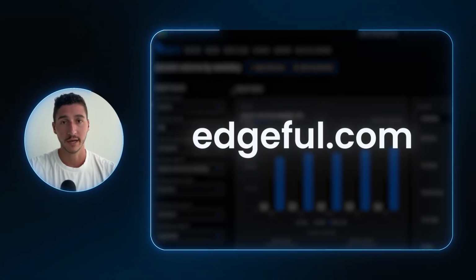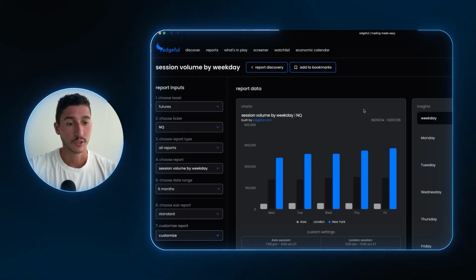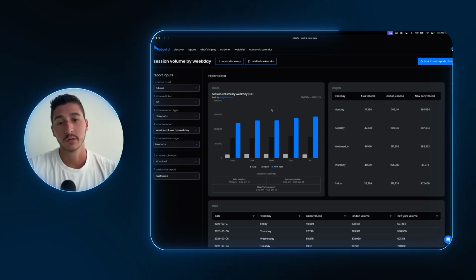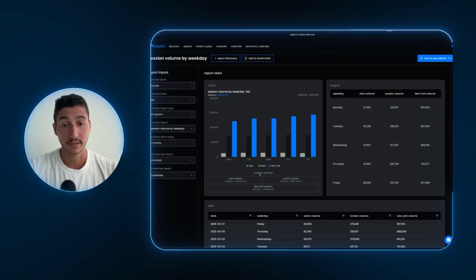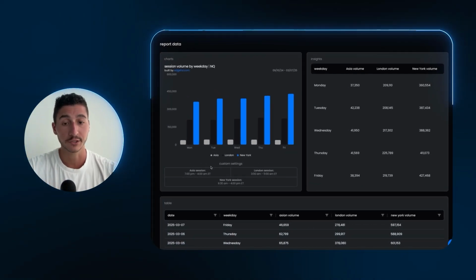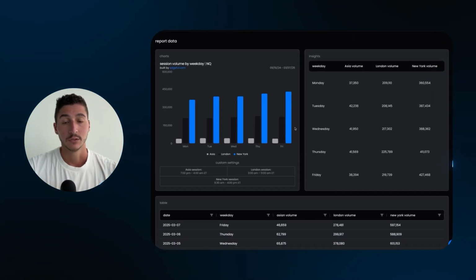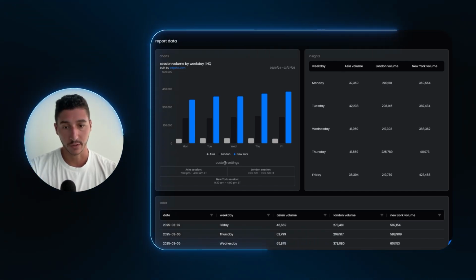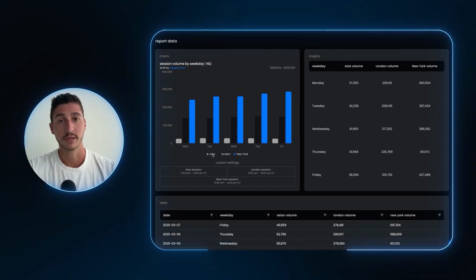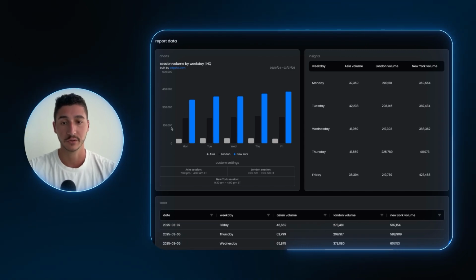So just to get right into it, what this report looks at is the average volume broken out by the Asian, London, and New York sessions by weekday. What you can see is these blue bars are the New York, the black bars are the London, and the gray bars here are the Asian session. What this does, as you can see, is breaks them out by weekday and by session.